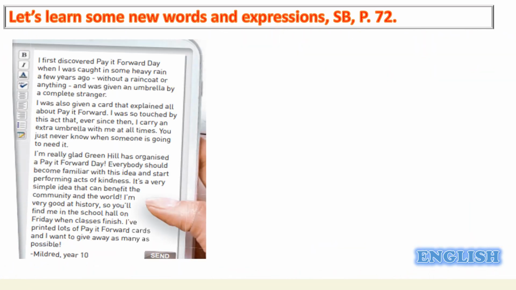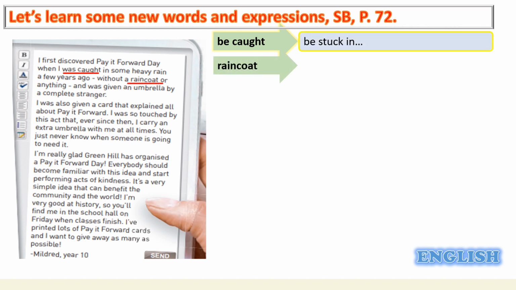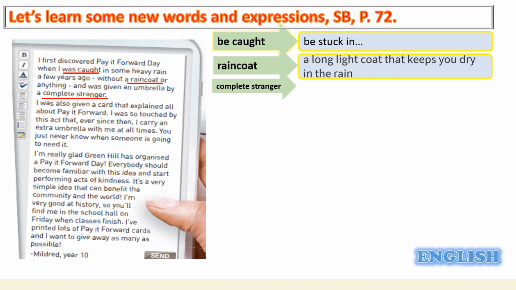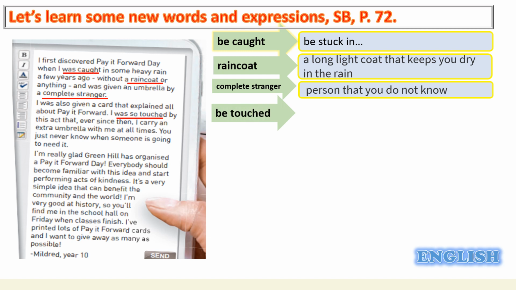We have the expression be caught, which means to be stuck in. Then we have raincoat, which means a long light coat that keeps you dry in the rain. Then we have the phrase complete stranger, which means a person that you don't know. Then we have the phrase or expression be touched, which means feeling emotional about something.